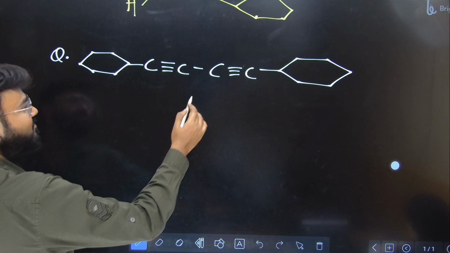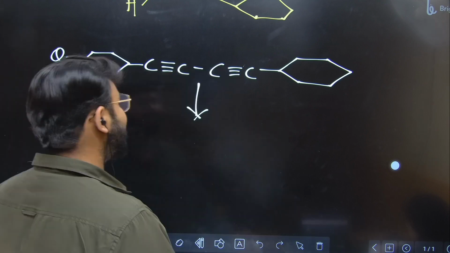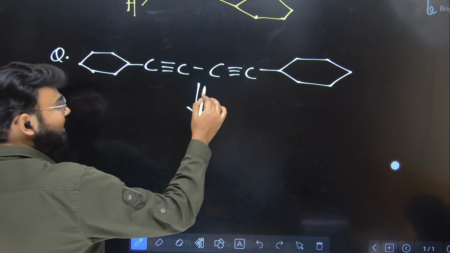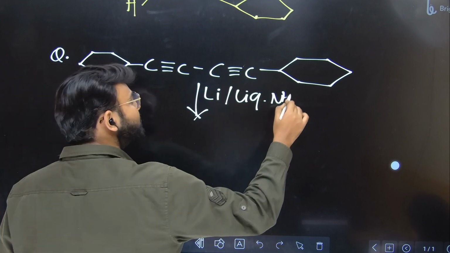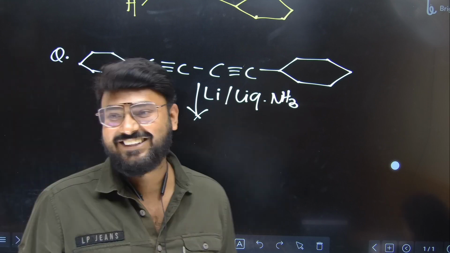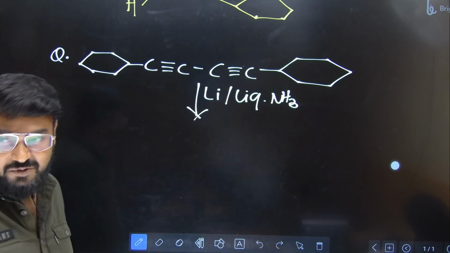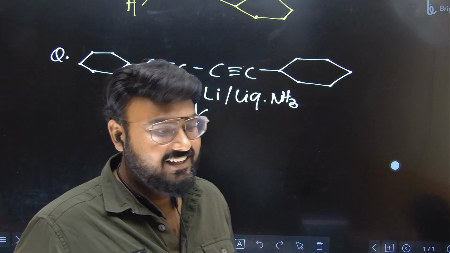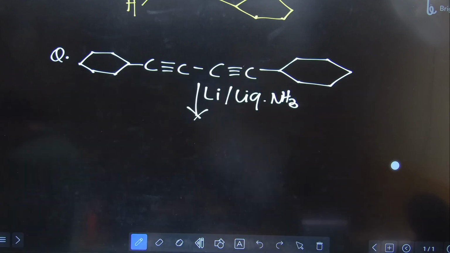Tanishka, same thing. Add lithium in liquid ammonia. You know you will get trans alkene. Now I want to see the trans alkene. How will you do it? See, there are two triple bonds. So remember, both of them will get reduced, okay? Guys, solve this. Ritvik, can you do it? Yes, sir.